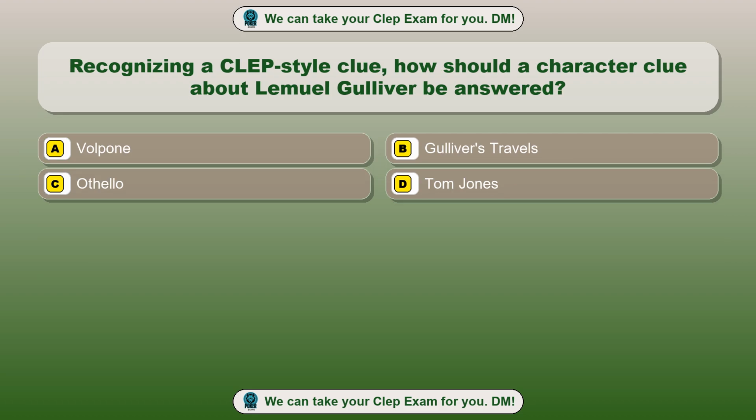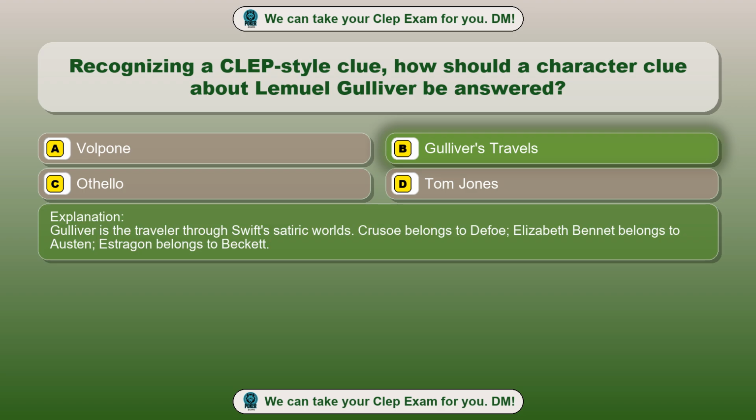Question 89. Recognizing a CLEP-style clue. How should a character clue about Lemuel Gulliver be answered? Option A. Volpone. Option B. Gulliver's Travels. Option C. Othello. Option D. Tom Jones. The correct answer is option B. Gulliver's Travels. Gulliver is the traveler through Swift's satiric worlds. Crusoe belongs to Defoe, Elizabeth Bennet belongs to Austen, Estragon belongs to Beckett.